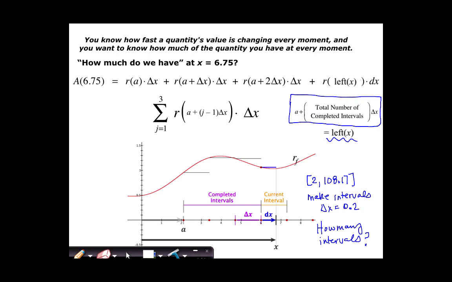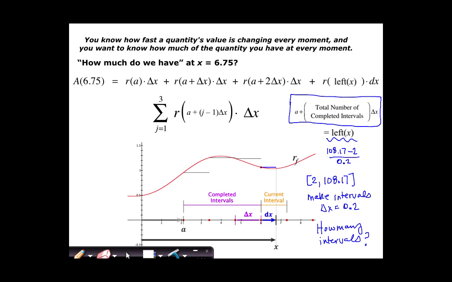What mathematics do we need to do to answer this question? Yeah, subtract and divide. So final minus initial over delta x. So 108.17 minus 2, all over 0.2, and that probably won't come out to be a whole number. So what does this come out to be?